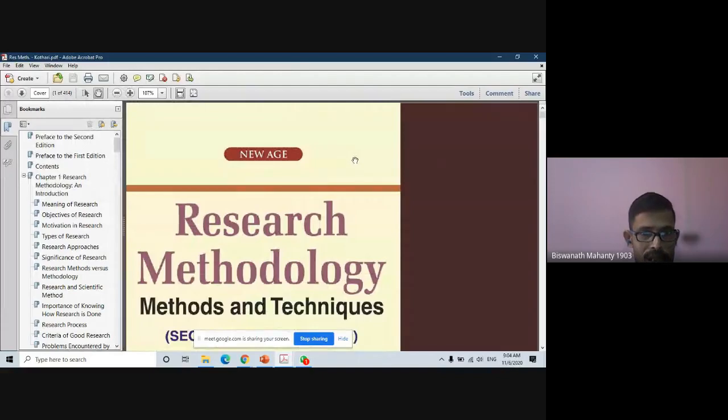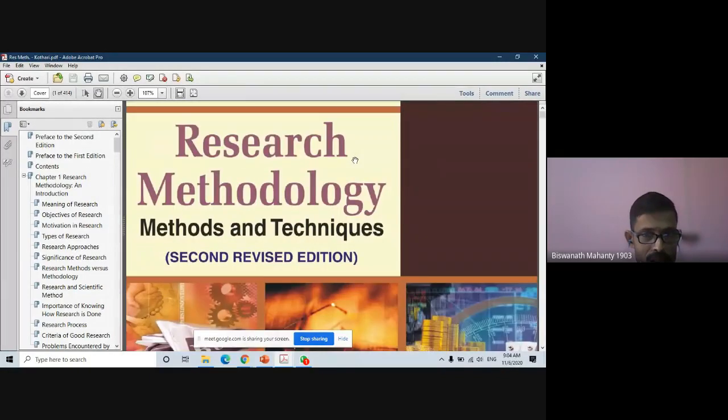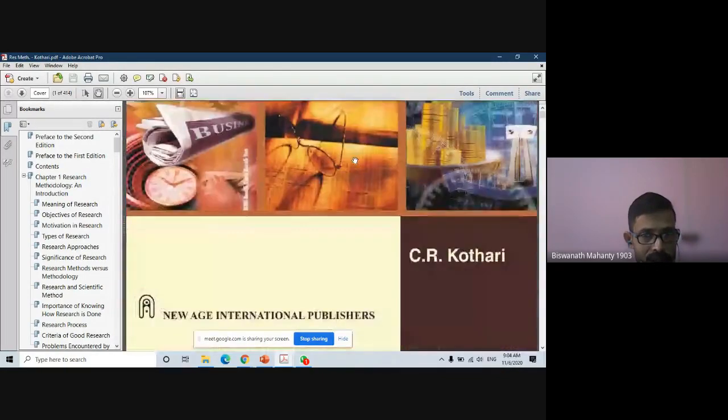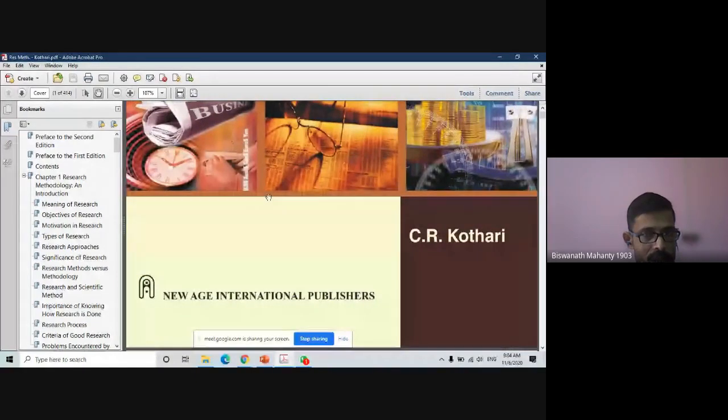You can see Research Methodology by CR Kothari. This book is fine, but very point-wise. It looks like you have to study and memorize, that kind of approach is there in this book. Not really intuitive, but organized, because they have many sections and subsections.